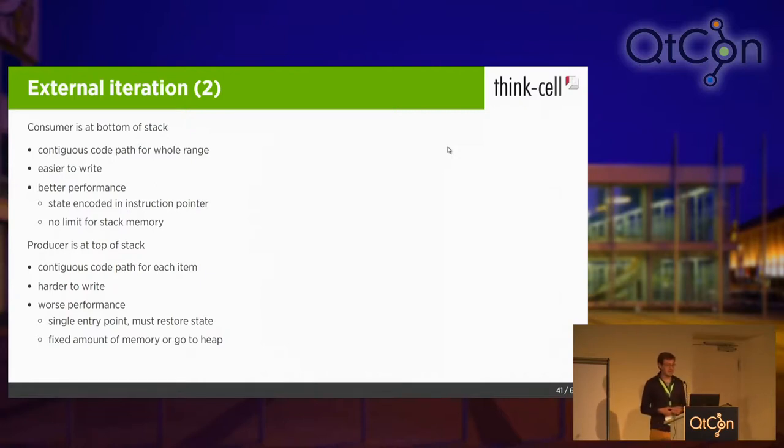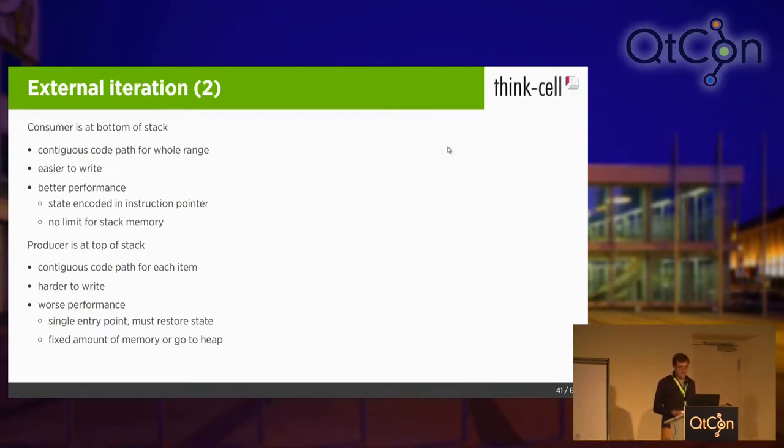Now, the producer is in a more difficult situation. It doesn't have a contiguous code path for the whole sequence. It only has a contiguous code path to generate one single item. And every time it gets called again for the next item, it has to restore its state and decide where am I, for example, in the tree that I'm iterating over. That makes it a bit harder to write, and it also makes the performance a little bit worse. You only have a single entry point, so you have a kind of dynamic dispatch at that single entry point where I'm going to continue in my code flow.